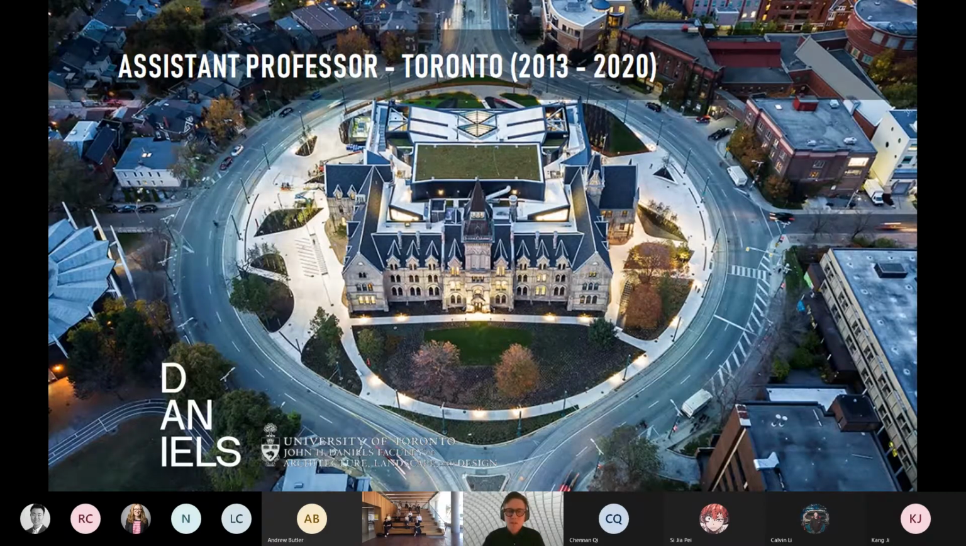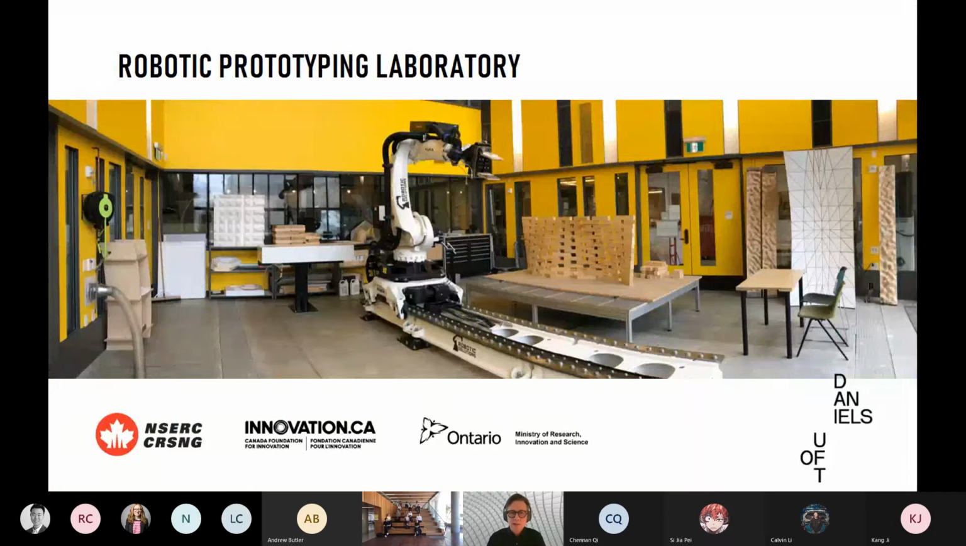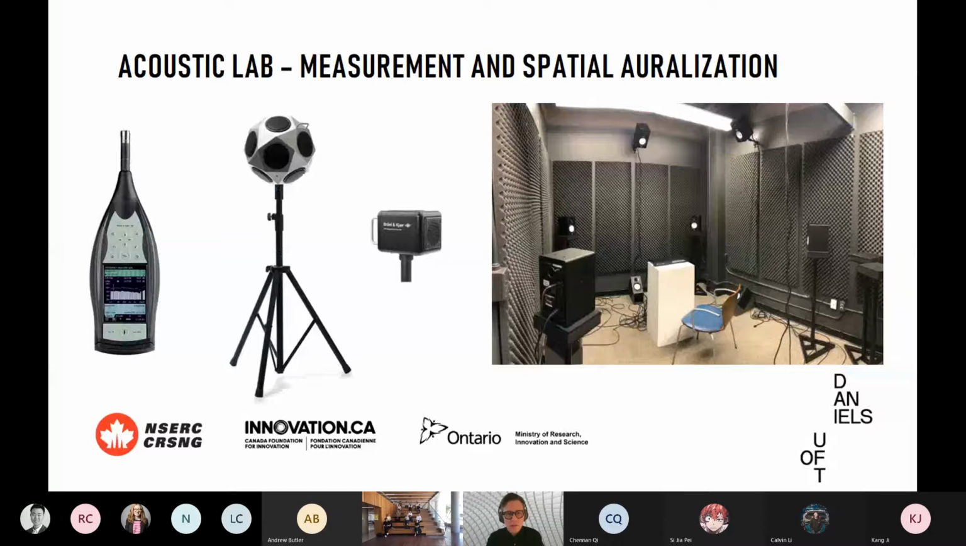So this is where I work. This is the new Daniels faculty in Toronto. We're on an island in the middle of a city. This is one of my labs that I run, the robotic prototyping laboratory. We have other digital fabrication equipment too, but this equipment is specifically mine to operate for my research and for my graduate students. I also run an acoustic lab, so we have various acoustic measurement equipment, as well as this emergent spatial auralization lab that I'm also developing, which is working, but we're still fine-tuning.